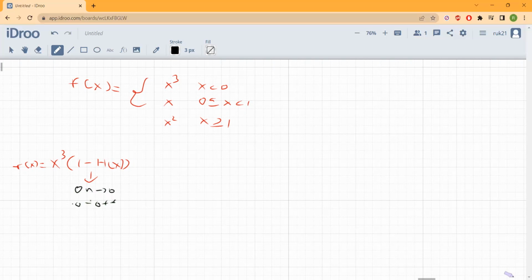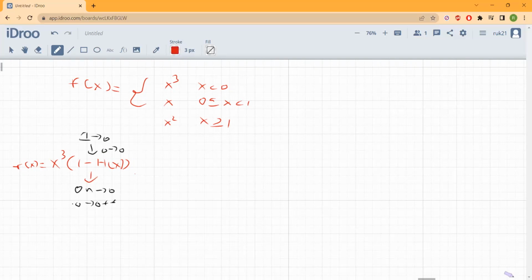And what do I mean by that? Well, if you think of this function, we have negative h of x, you flip it, and then you push it 1 up. What's going to happen is that this function is going to be 1 until it reaches 0, and then at 0, it's going to become 0. And when you have 0 times x cubed, it's just going to become 0. So this x cubed is only going to be present until you reach 0. At 0, it's going to stop being present.